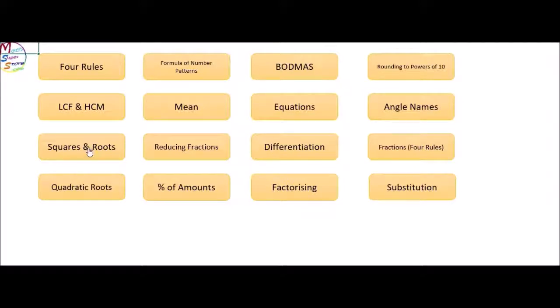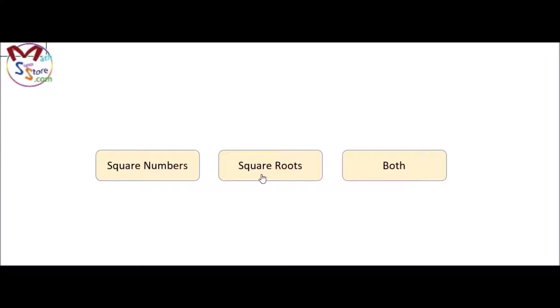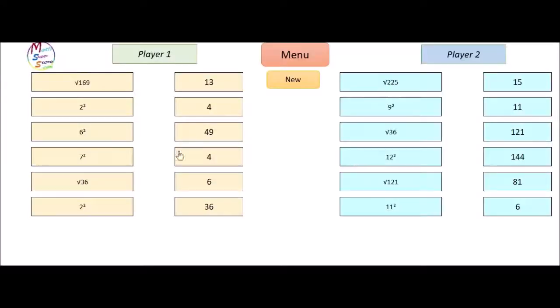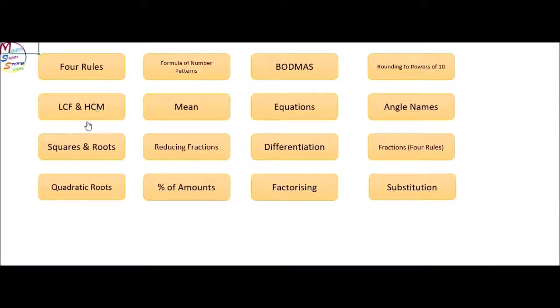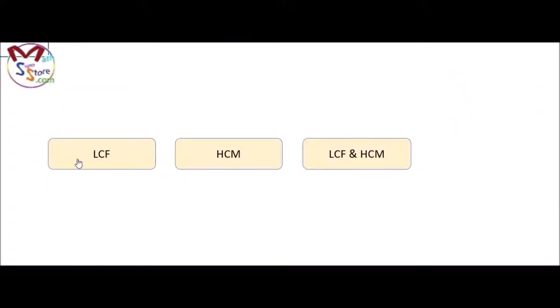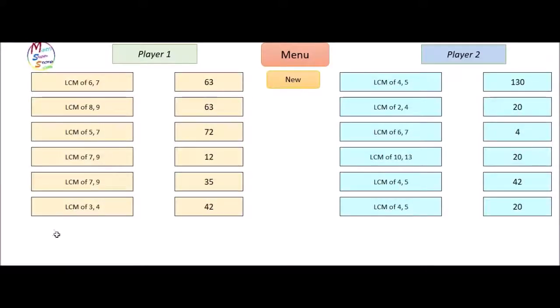For the squares and square roots, you can choose square numbers only, square roots only, or both. So it could be square roots and or squares. And if we change, it's change and change, and we play the game in the exact same way. If we select highest common factor, we can do lowest common multiple, highest common factor, or both again. These are all lowest common multiples.